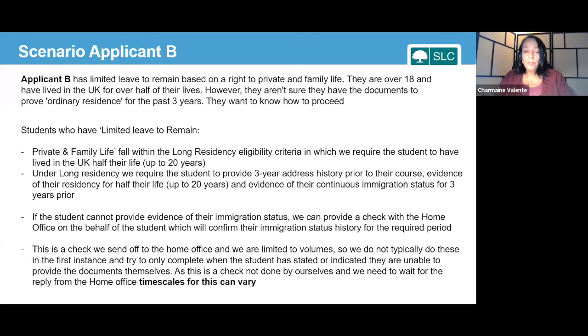Now, if you've lived here for a long time, basically we would need to start looking at you having 3 years address history prior to the course. So for 3 years, we need to have some proof of that. Let's say you've been living in a tenancy, so you'd have a tenancy agreement. You might have had to be registered with the local authority. This is proof that you've lived there for 3 years. So what we're trying to do is get you to prove to us that you have been here for the last 3 years to meet this residency criteria for a start.